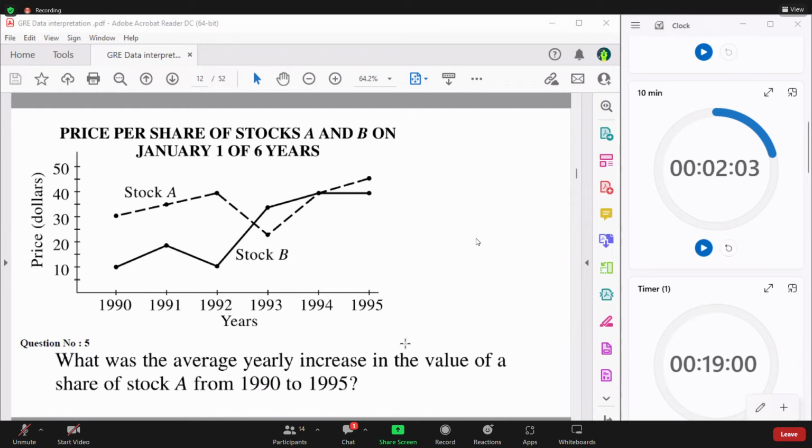What was the average yearly increase in the value of a share of stock A from 1990 to 95? Here it is $30. Here it is $45. So you get $15, and now over 5 years, so you get $3.